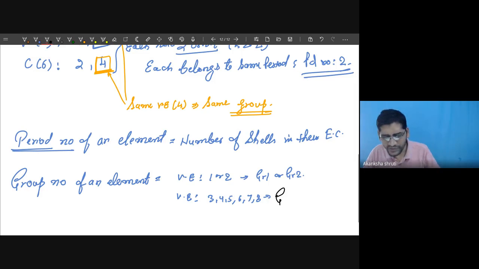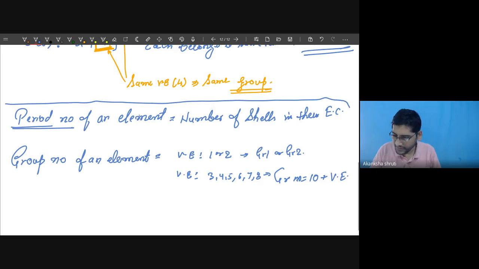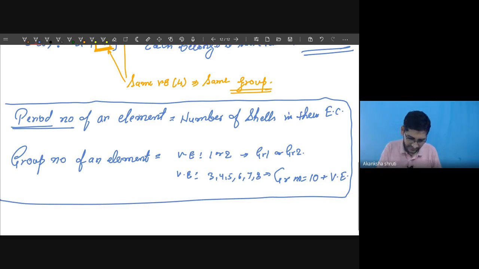Then group number, the group number is equals to 10 plus their valence electron. This is the key that you have to keep in mind in determining this. Okay, how is this? Let us take. This much is enough for you.